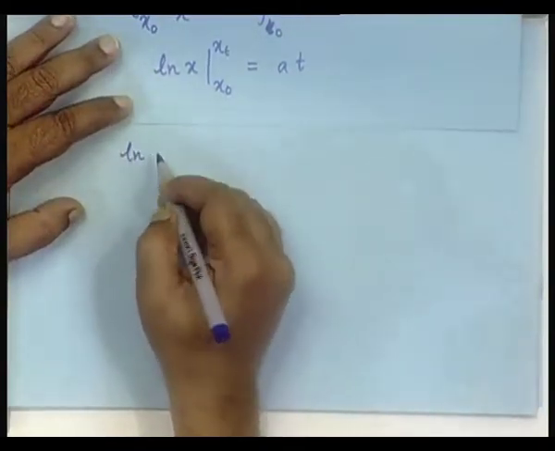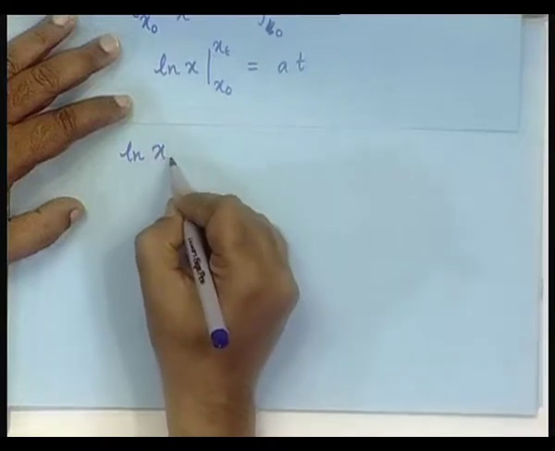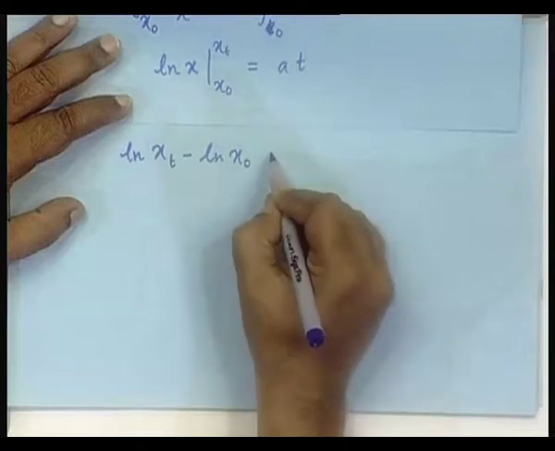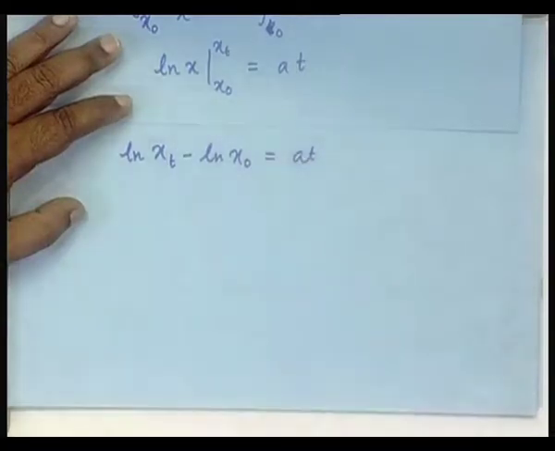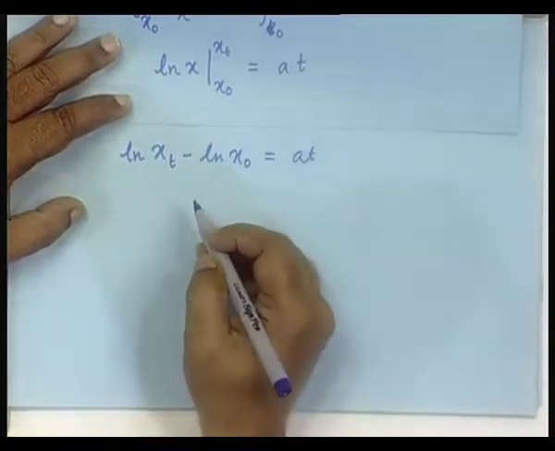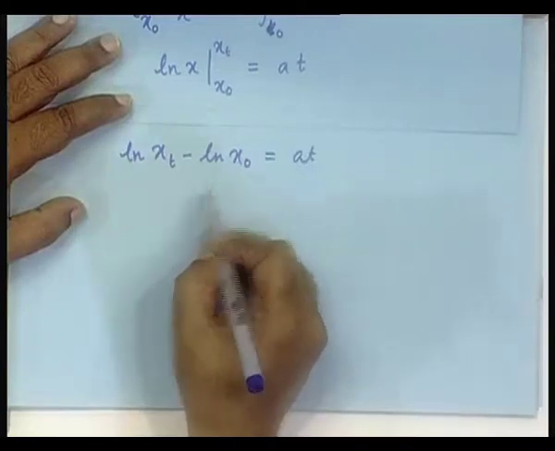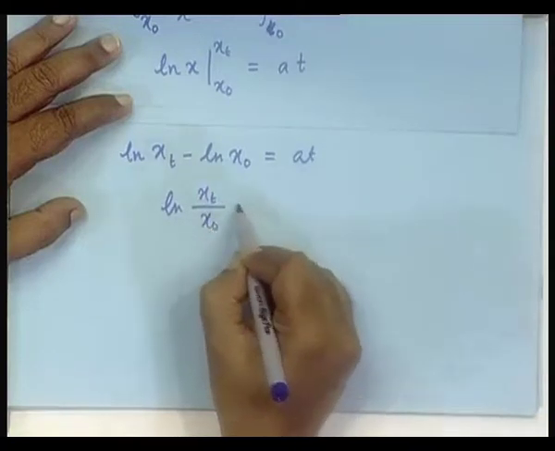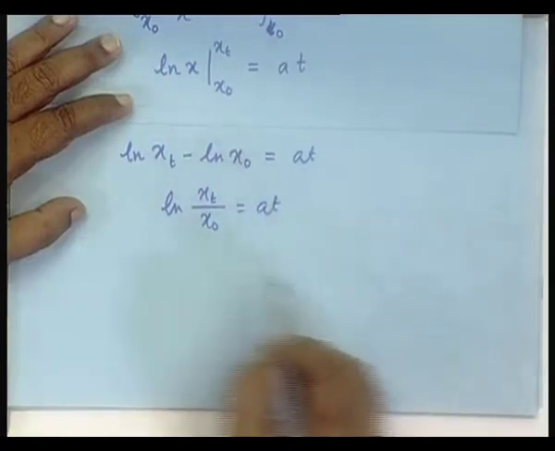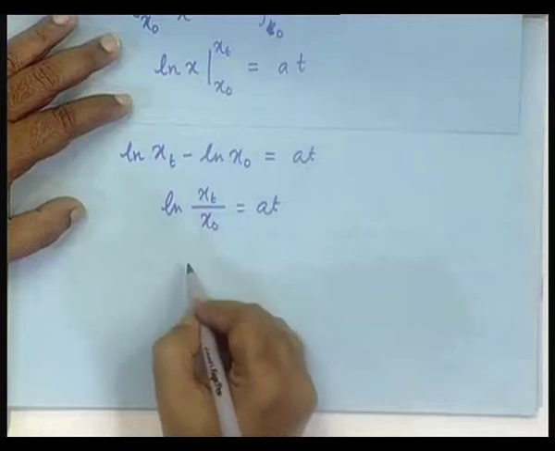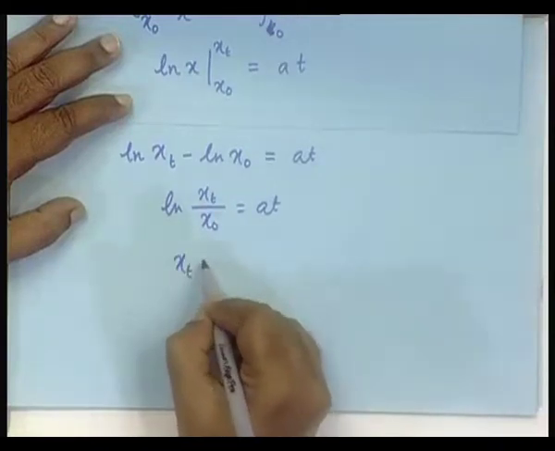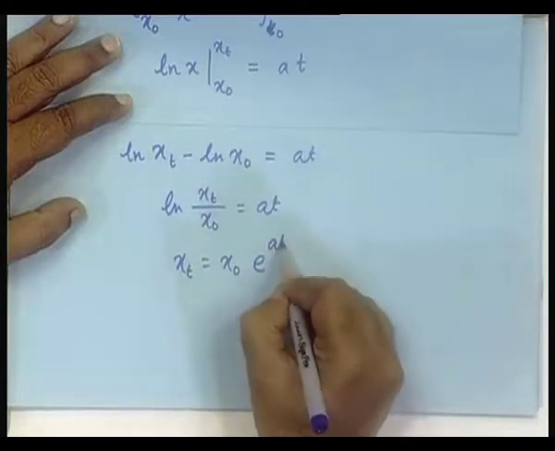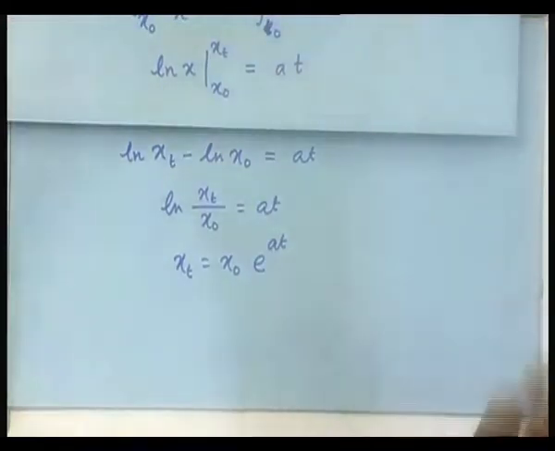So, ln x(t) minus ln x0 is equal to At, right. So, you have ln of x(t) by x0 is equal to At. So, now you can extract it, x(t) is equal to x0 e to the power At. So, that is the solution.